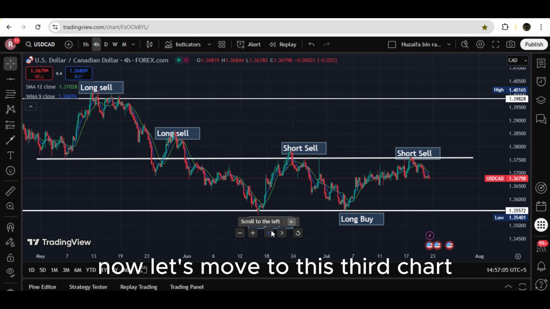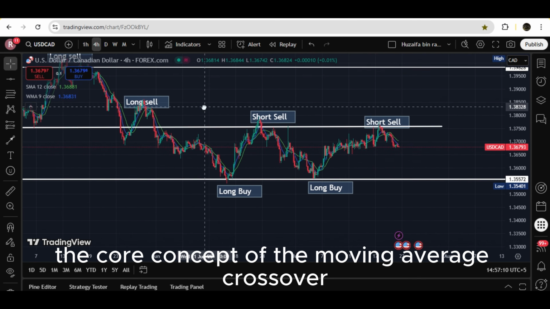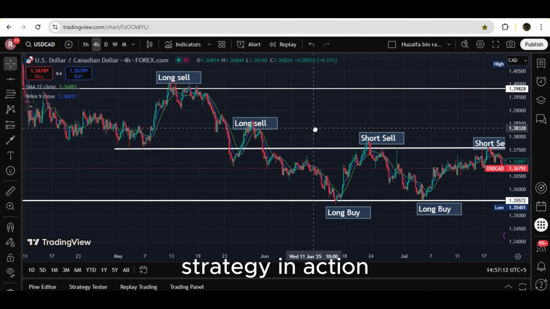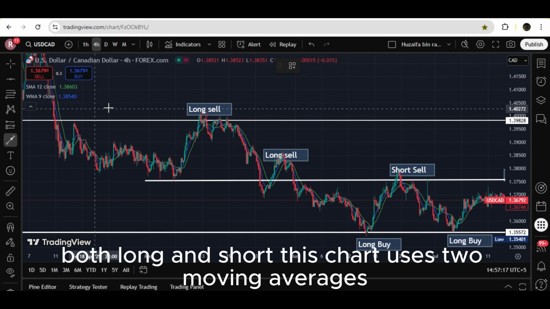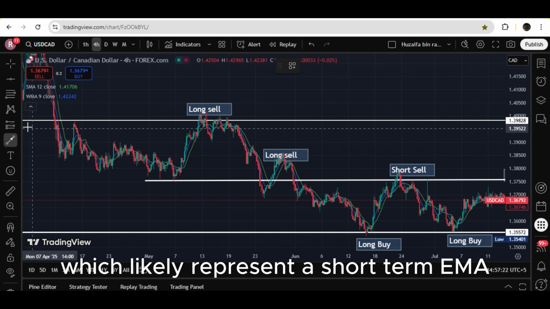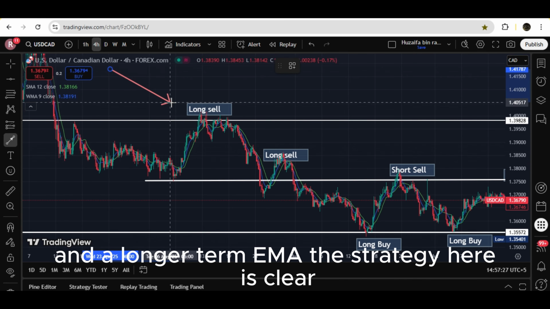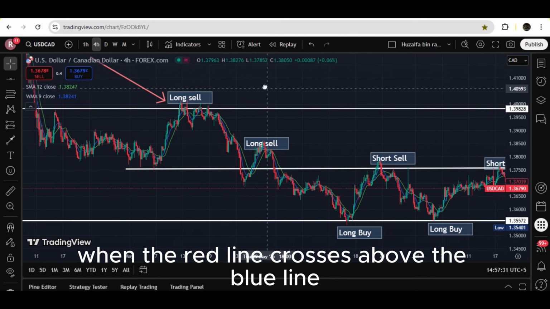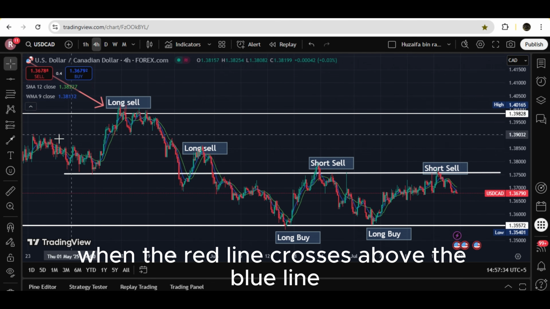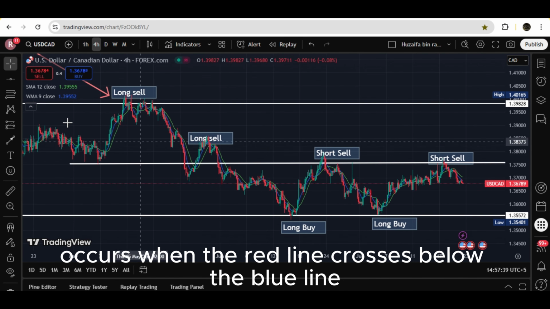Now let's move to this third chart, which beautifully showcases the core concept of the moving average crossover strategy in action, through a sequence of multiple entries, both long and short. This chart uses two moving averages, the red and the blue lines, which likely represent a short-term EMA and a longer-term EMA. The strategy here is clear. A buy signal, long, is generated when the red line crosses above the blue line, and a sell signal, short, occurs when the red line crosses below the blue line.